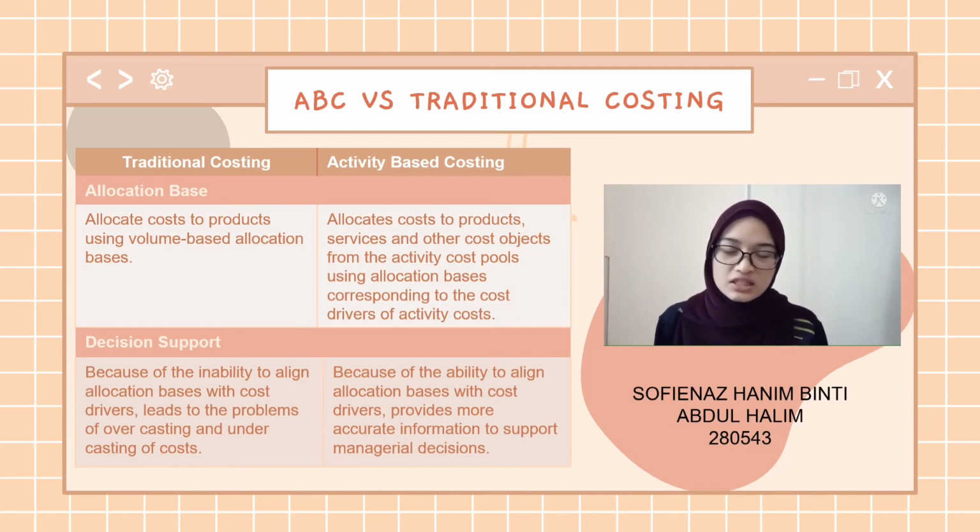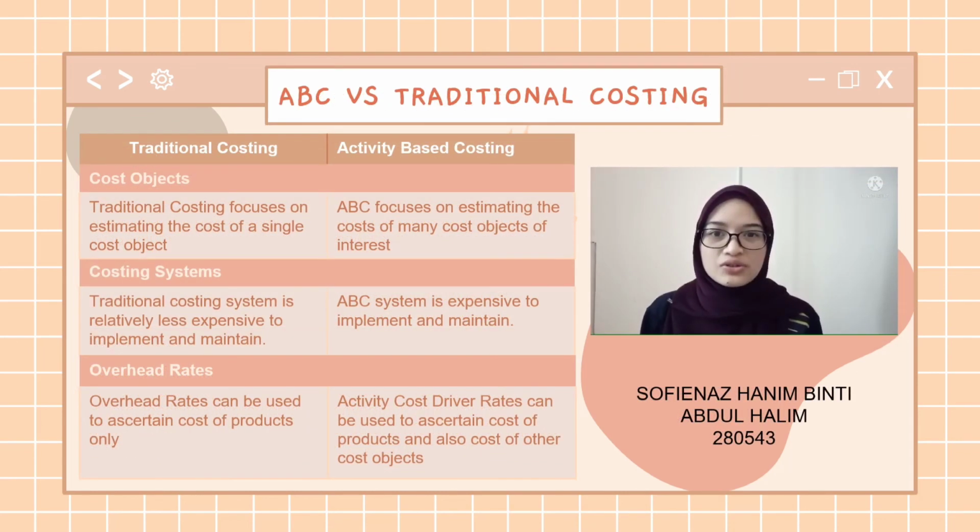Next, decision support. In traditional costing, there is no ability to align the allocation basis with the cost driver. This will lead to problems of overcosting and undercosting of costs. Meanwhile, the ABC system provides more accurate information to support managerial decisions because of the ability to align the allocation basis with the cost driver.